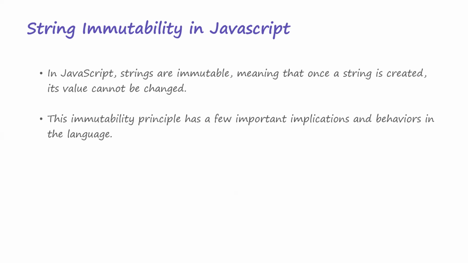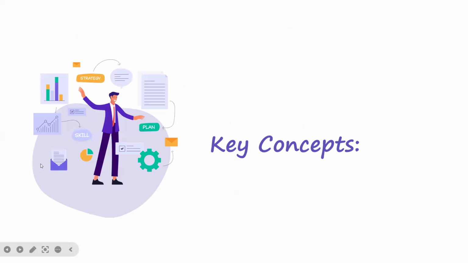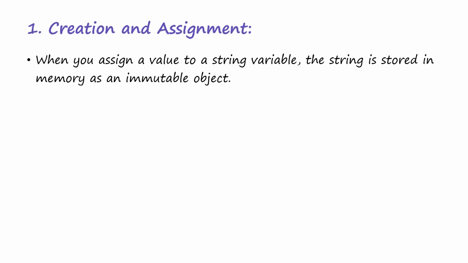All right. Let us take a look at some concepts here. The first one is the creation of a string and assignment. When we create a string and assign it, what are we really doing? When you assign a value to a string variable, the string is stored in memory as an immutable object.